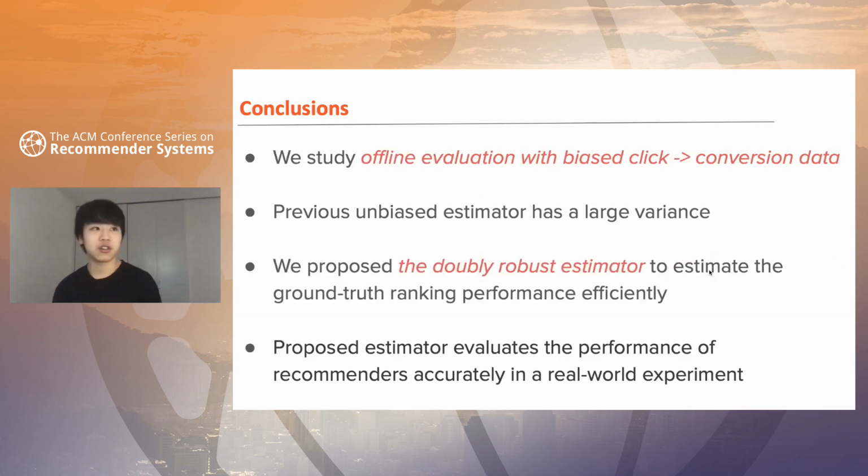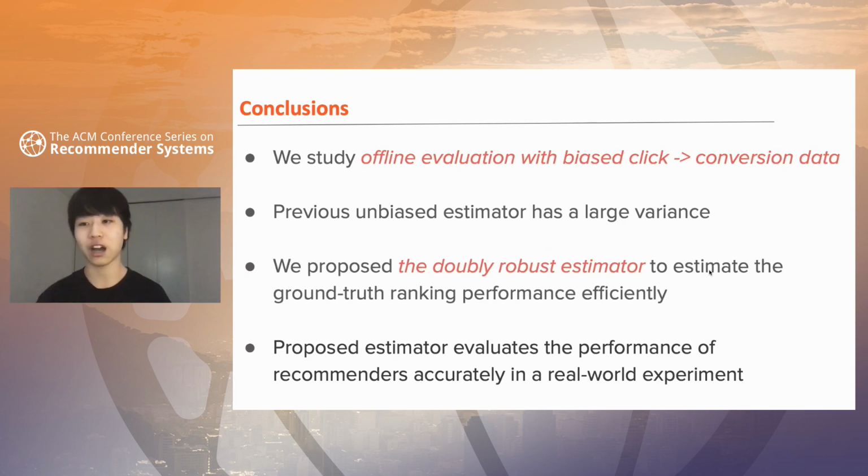So in conclusion, we studied the offline evaluation of ranking performance of recommenders using possibly biased, possibly sparse click-conversion two-stage user feedback data. And the previous unbiased estimator has a large variance, so it is unbiased.